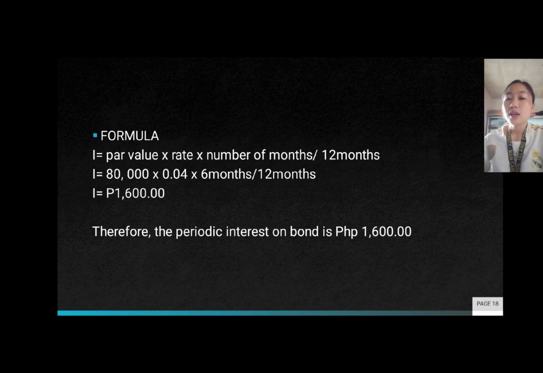So this is the formula. I is equal to par value times rate times number of months over 12 months. So let's substitute all the given. The par value is 80,000 times the rate is 0.04 or 4% multiplied by 6 months, and the 6 months there we are going to divide by 12 months. I is equal to, so let's multiply it all, and I is equal to 1,600 pesos. Therefore, the periodic interest on bond is 1,600 pesos.